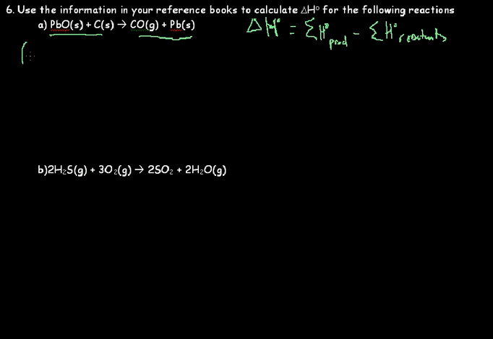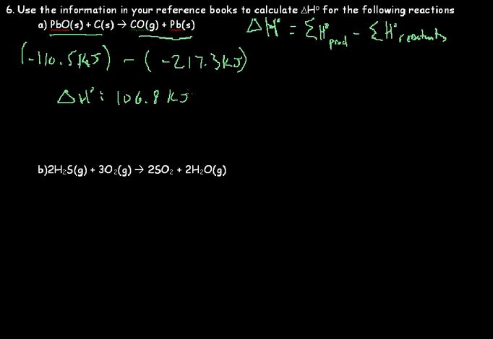In this case, for carbon monoxide, it's negative 110.5 kilojoules. And for any element in its natural state, in this case lead as a solid, it's going to be 0, so we don't have to worry about that. And then the same deal with our carbon. So now we're going to subtract from that the delta H of our lead oxide, or lead 2 oxide. And this turns out to be negative 217.3 kilojoules, and we don't have to worry about the carbon there. So if we do this, we find our delta H is going to be 106.8 kilojoules.